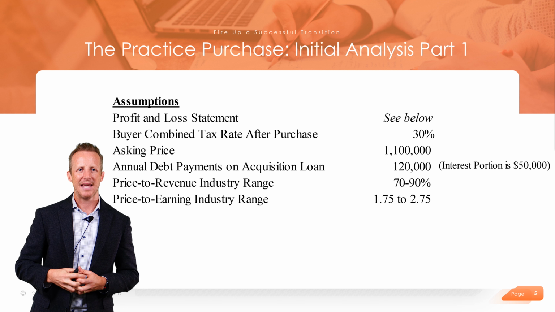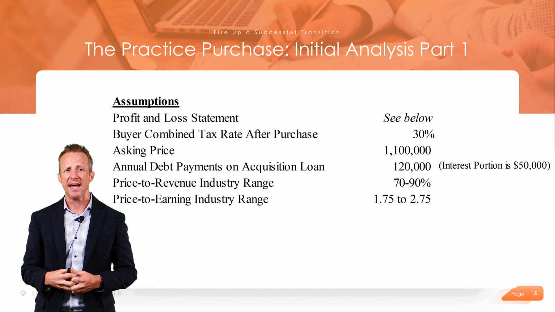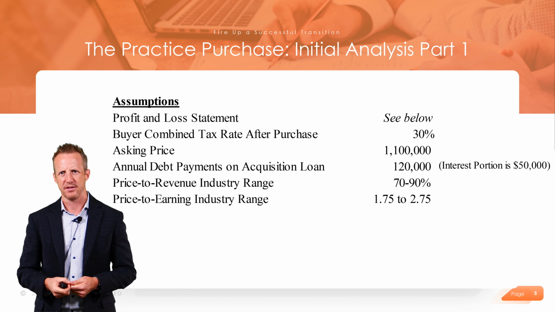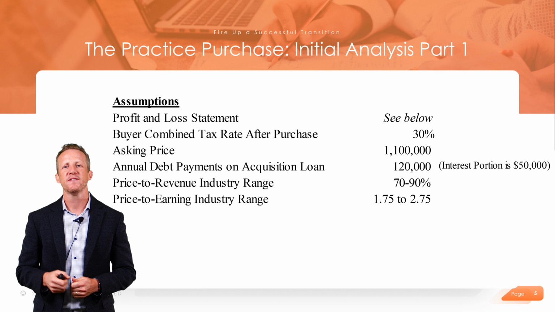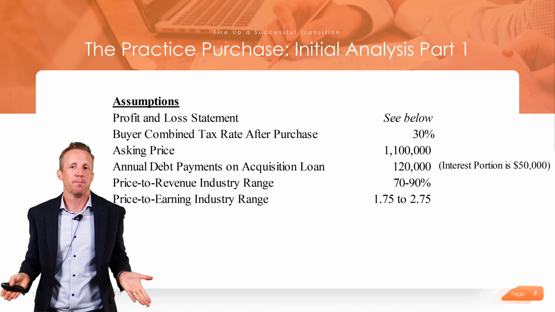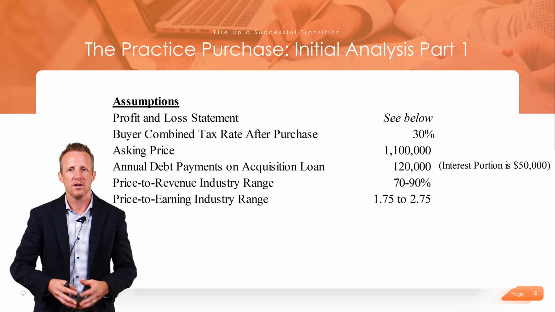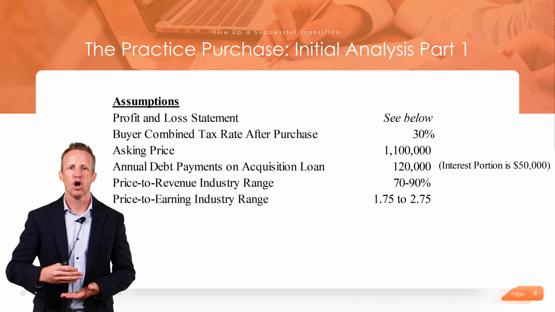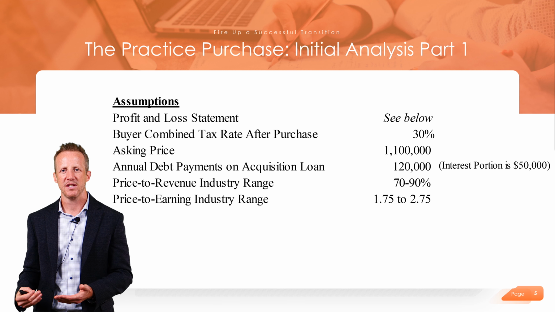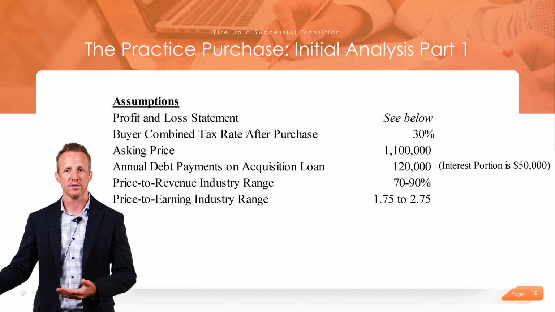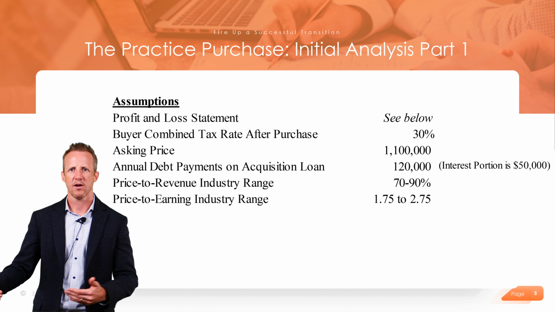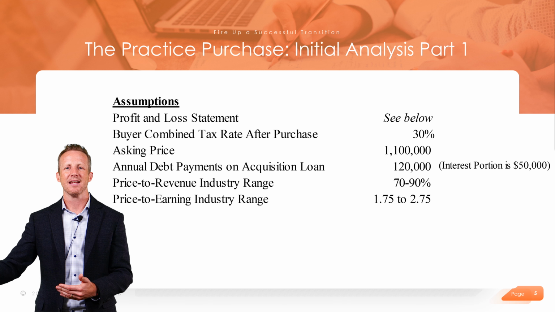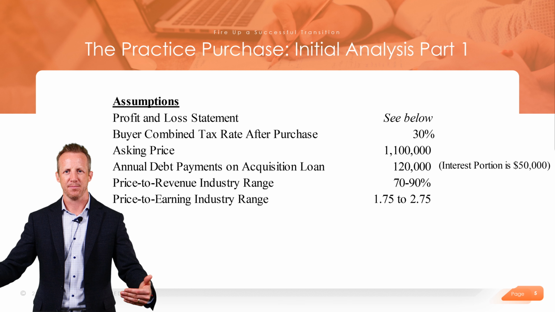In this example, the assumption is that of the $120,000, $50,000 is going to interest. I'm keeping my number simple here. $50,000, which means how much is going to pay the principal or pay down the loan in that first year? $70,000. $120,000 total annual payments, less the $50,000 that went toward interest, leaves $70,000, which went toward principal.